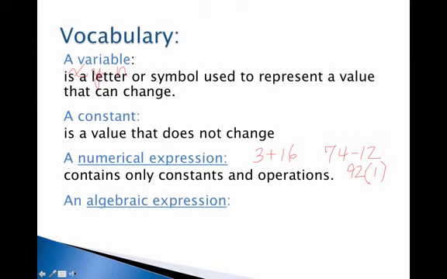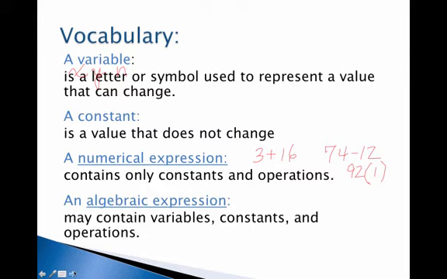And finally, we have an algebraic expression. Obviously, we're including the algebra, so we're going to have variables, constants, and operations. So anything like 3x plus 2, or 4y minus 7, or 16x divided by 3. Any of those would be algebraic expressions.